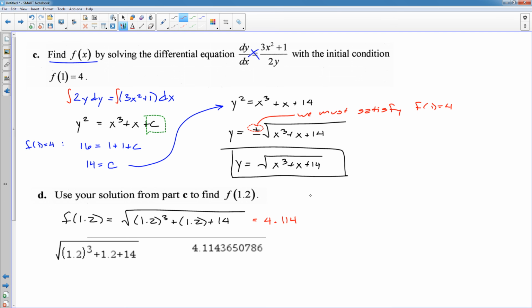And that also, since the answers are close to the same, lets you know that you probably solved the differential equation correctly in part C. If I got a vastly different answer in part D than I got in part B, then either C and D are wrong or part B is wrong. So that's something about this problem that kind of helps you know whether or not you have worked it correctly.